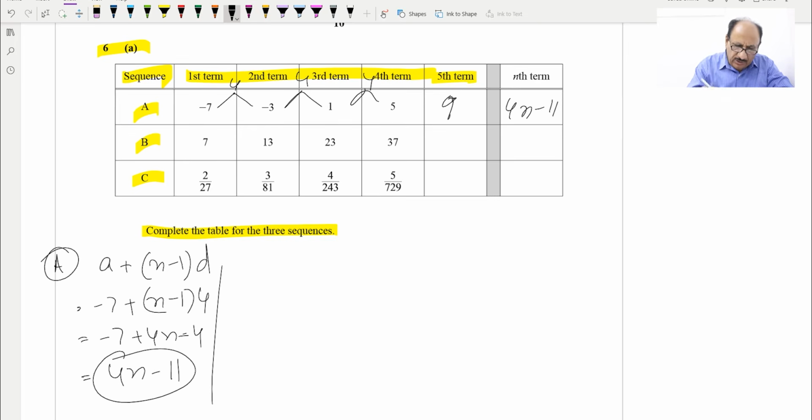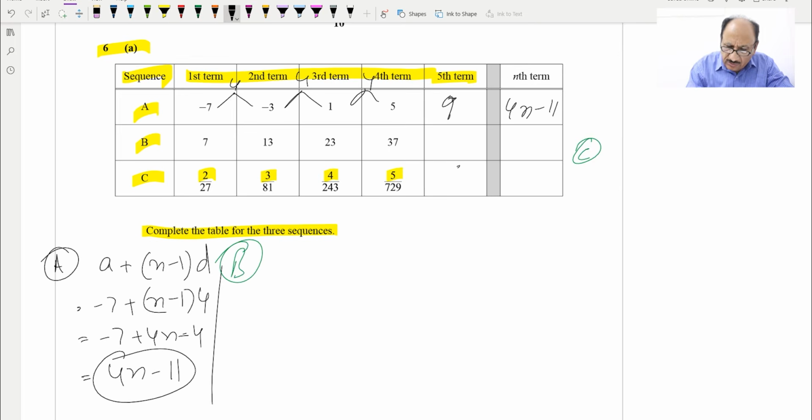Now for the second part, before doing the second part, I will solve the C part, then we'll be doing the B part. B part we can solve here later. First we will solve the C part. C part, we can see this one is 2, 3, 4, 5.